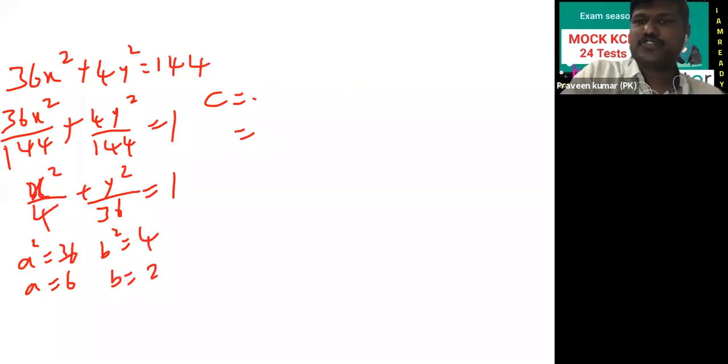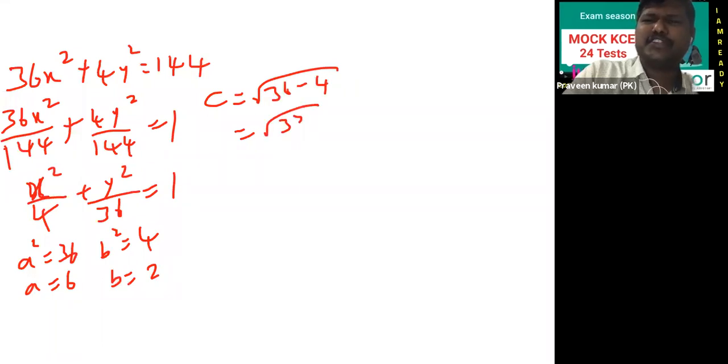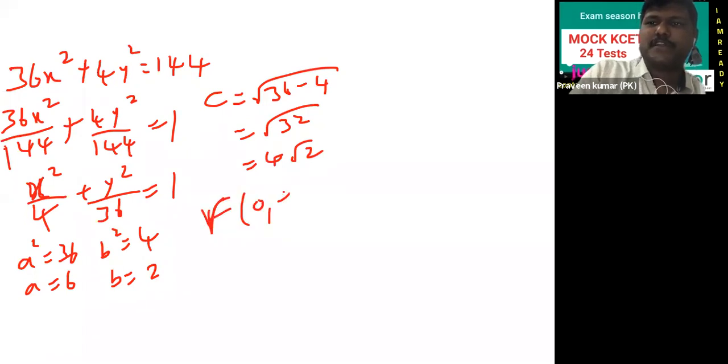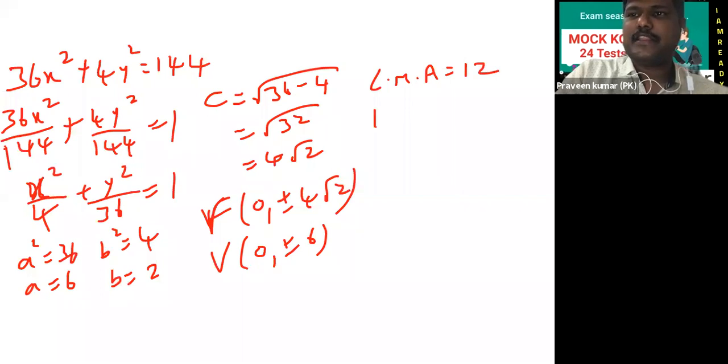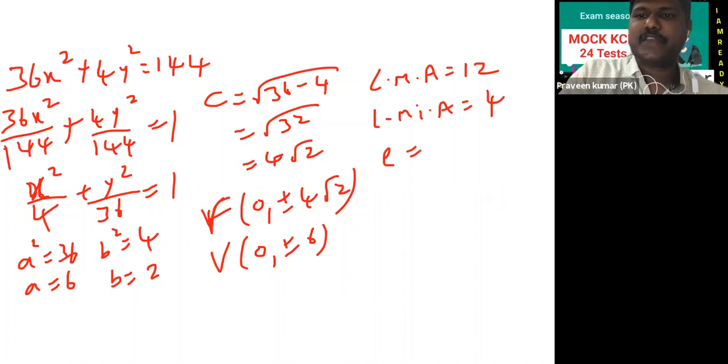B square is 4. C is root of 36 minus 4, root 32, 16 twos are 4 root 2. Focus: 0 comma plus or minus 4 root 2, correct. Vertex 0 comma plus or minus 6. Length of major axis 2a, 2 6s are 12. Length of minor axis 2 2s are 4. Eccentricity C by A, 4 root 2 by 6, 2 root 2 by 3.